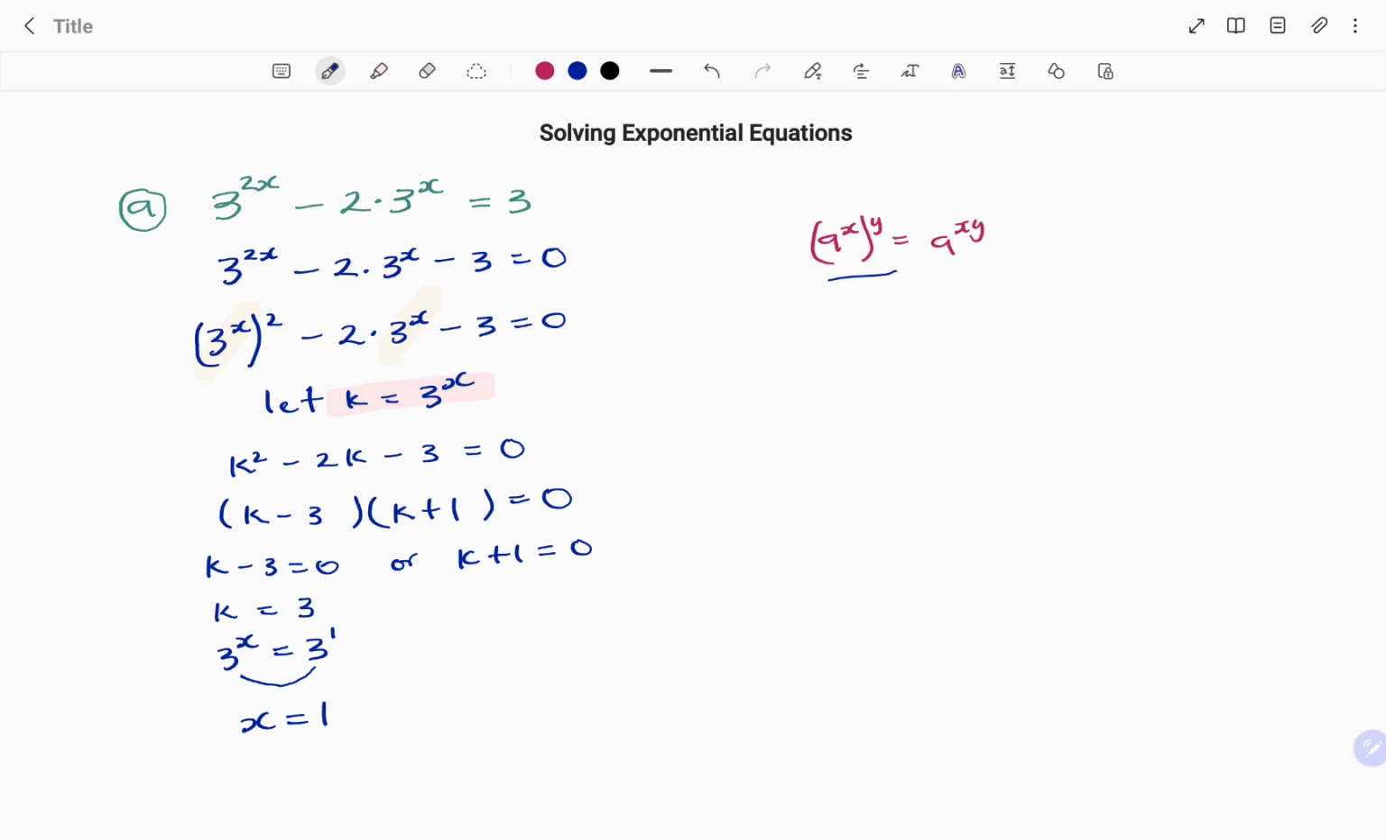In the second part, I have k plus 1 equals to 0. Therefore, moving my plus 1 to the other side, it becomes k equals minus 1. Replacing k with 3 to the power of x, I have 3 to the power of x equals to minus 1. However, I cannot have 3 to the power of x being a negative number, so therefore, this is no solution. Let's look at the second example.